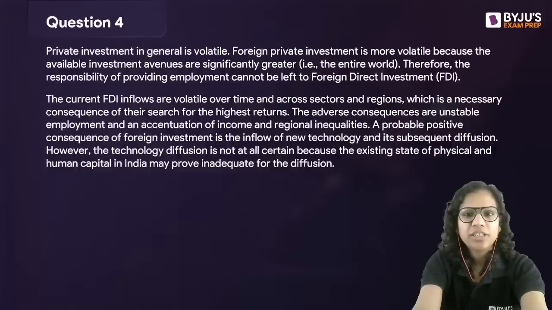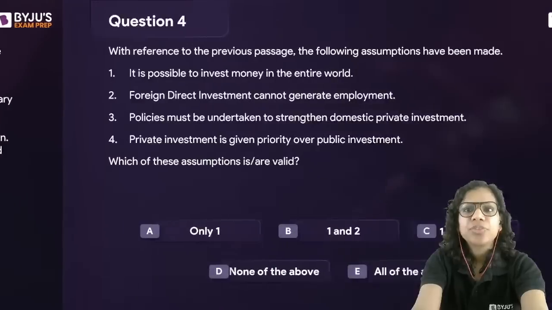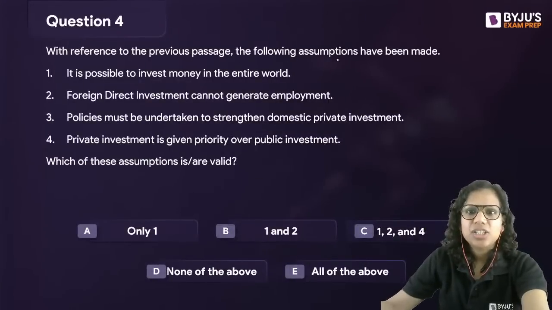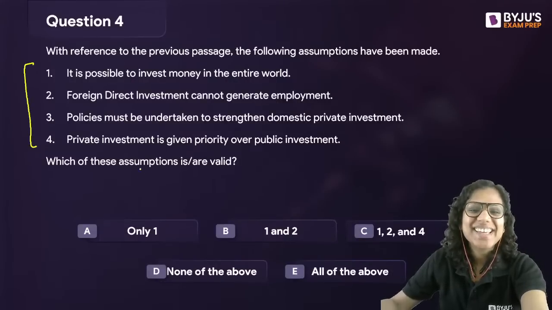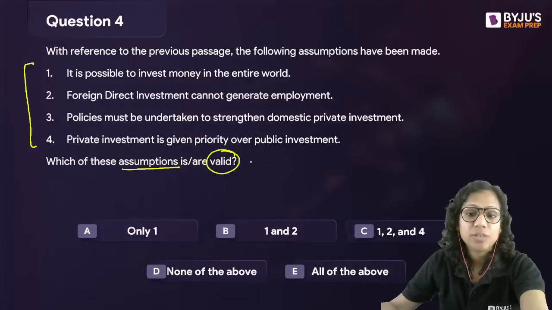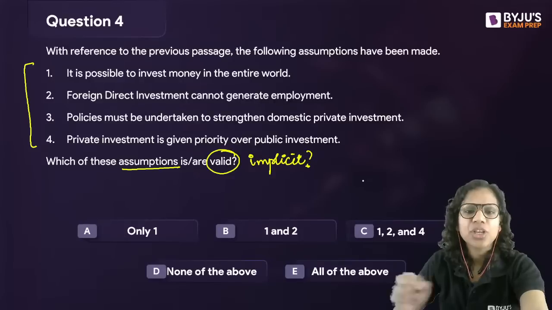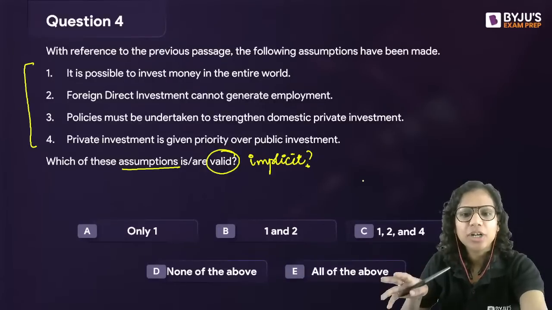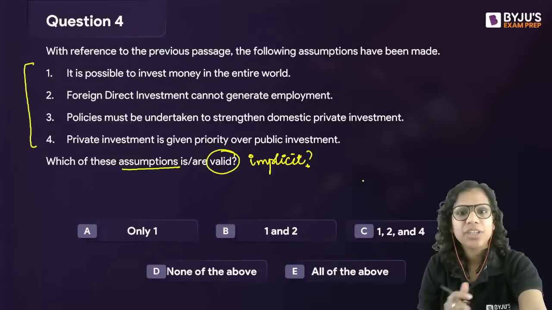So I hope you've read this carefully. We are talking about private investment, foreign private investment. We talk about FDI, and there are certain things that we've discussed in the context of FDI. Now, with reference to the previous passage, the following assumptions have been made. Somebody just randomly made these, and you have to answer which of the assumptions are valid, that means which are actually implicit. The options are: only one, one and two, one, two, and four, none, all. Let me see what you say.